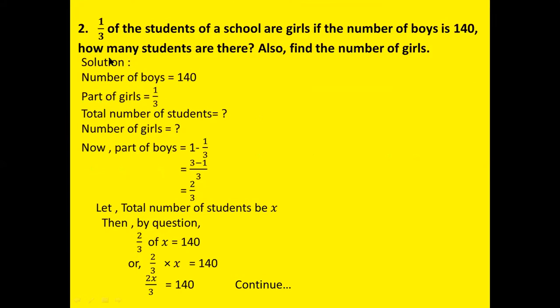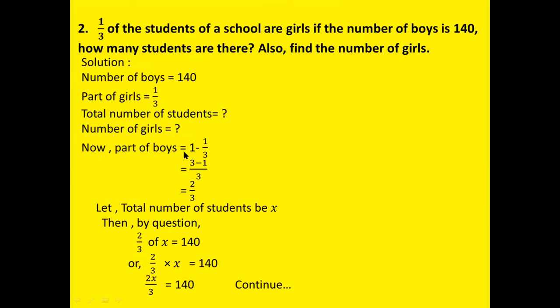Let's see our next example. 1 by 3 of the students of a school are girls. If the number of boys is 140, how many students are there? Okay. Also find the number of girls. Solution. Number of boys equals 140. Part of girls equals 1 by 3. Total number of students equals what? Number of girls equals what?